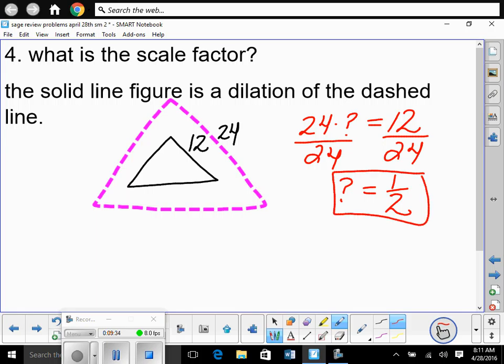So yeah, scale factor is 1/2. So yes, you could do that. We would have multiplied by 2 to get here, right? So that means to get from here to here, we would have divided by 2, which is multiplying by 1/2.